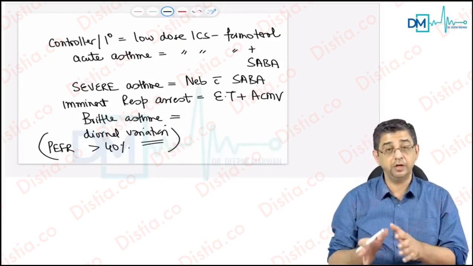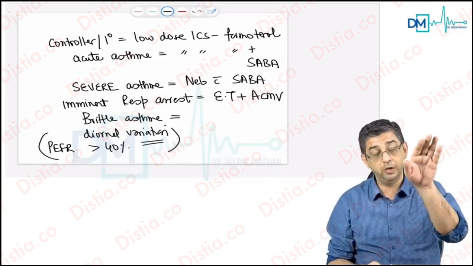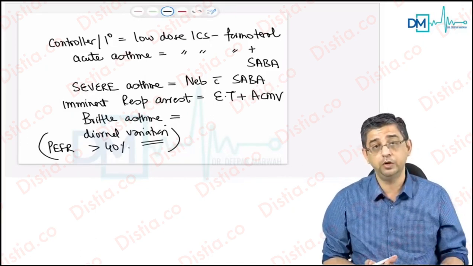Please appreciate this is not a 40% value. I'm saying that 40% fluctuation, whatever is the maximum PEFR value, more than 40% can fall, and the person can be so sick that he will not be able to even talk.